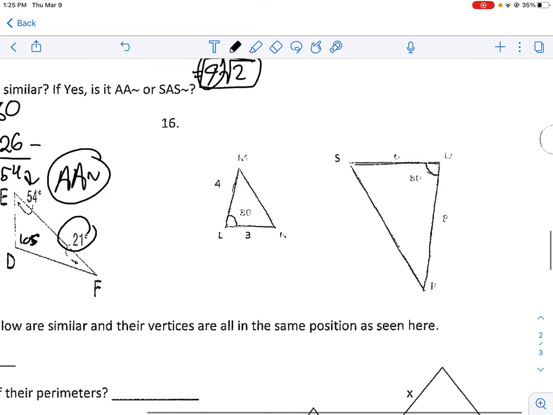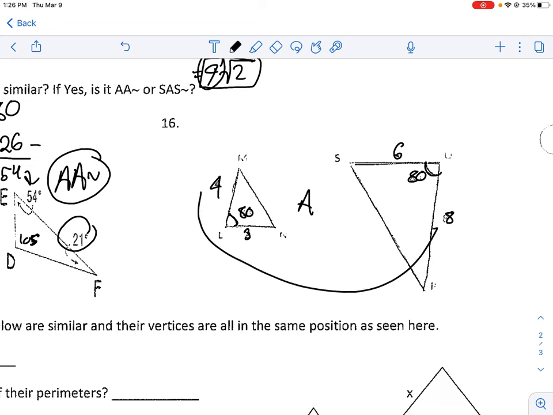Number 16. We got a couple of 80-degree angles here. We also know that this side's 4, this side's 3, this side was 6 and this side was 8. So we're thinking those angles are similar. That's good. That gives us an angle pair. And I see that 4 and 8 are in proportion there. 4 times 2 is 8, and 3 times 2 is 6. So therefore, I have side angle side similarity done.